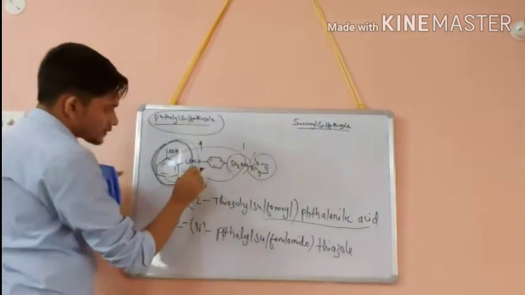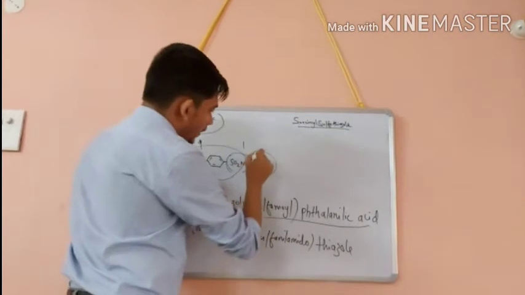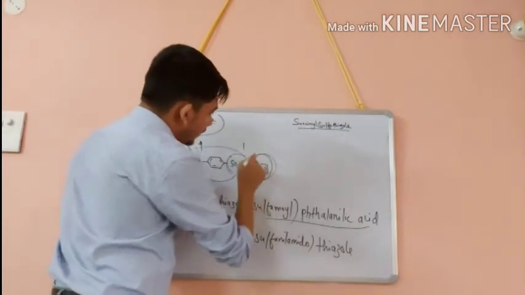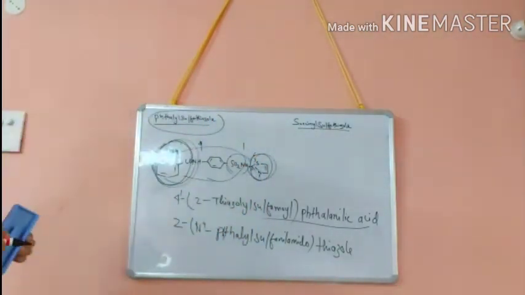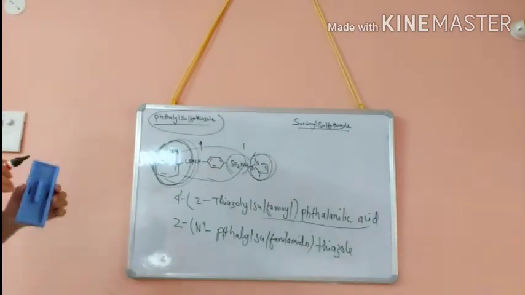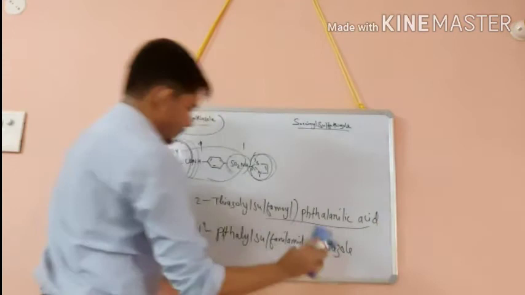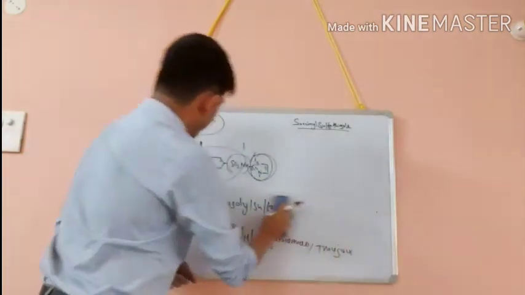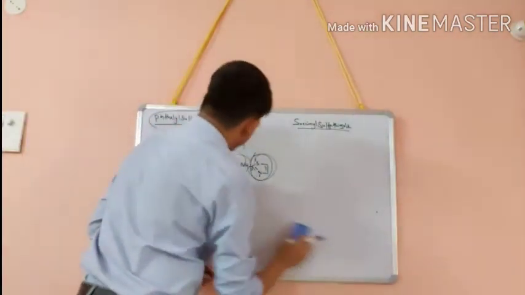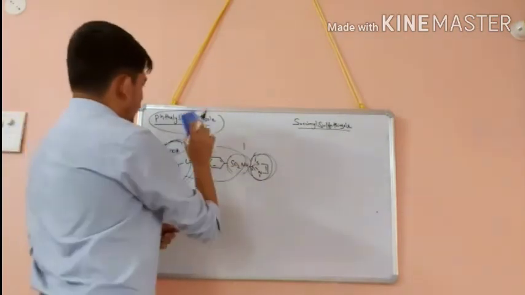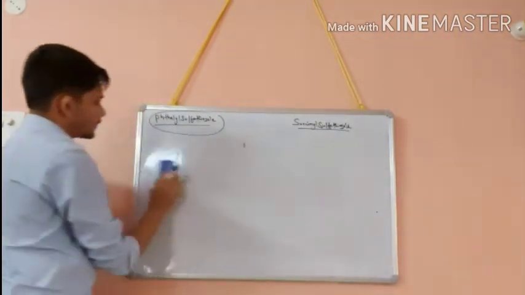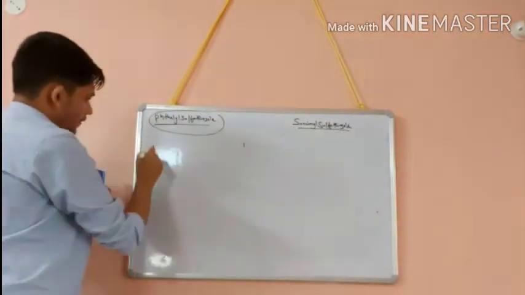Okay, so this comprising of this one, and at the last we are ending that one with thiazole. Okay, so this is the nomenclature. So next we will go to properties. What are the properties of this phthalylsulfathiazole?